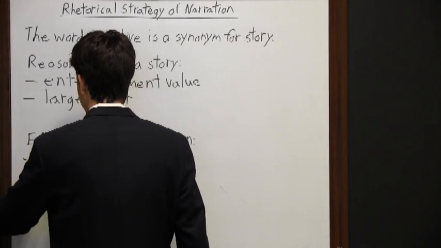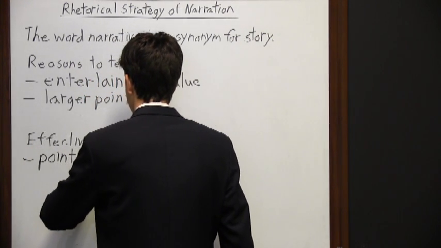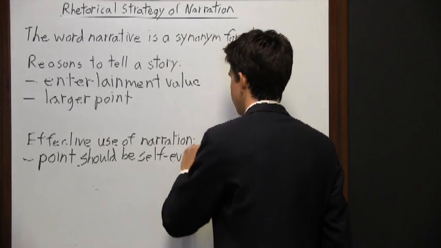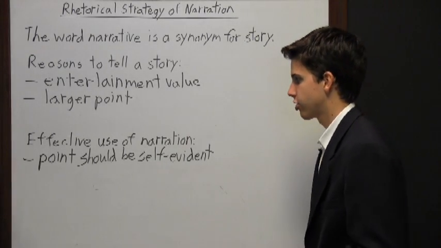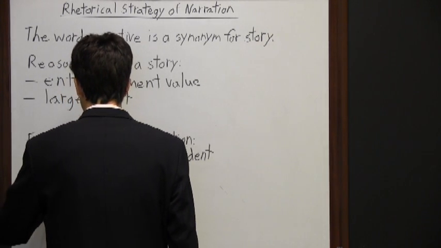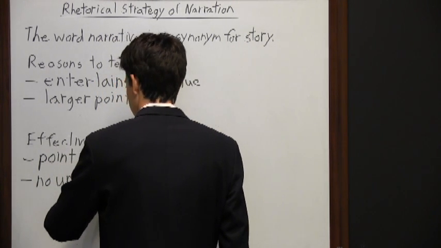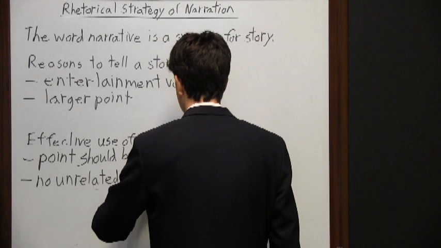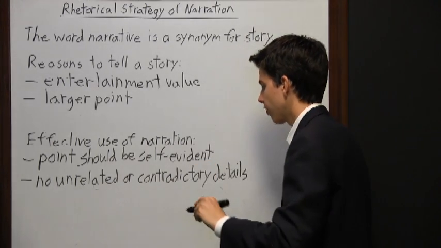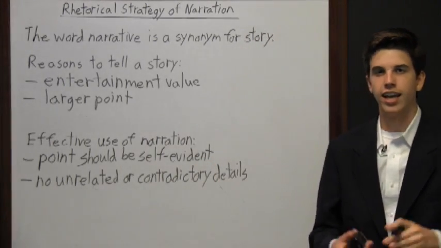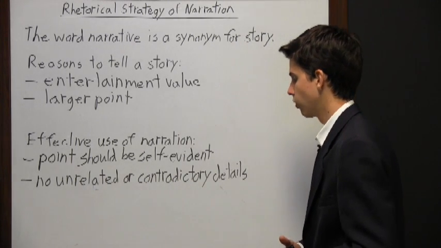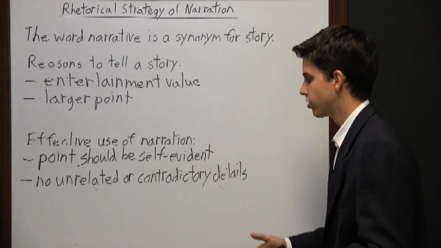One is the point of the story should be self-evident. It should be obvious to the reader why the author is telling that story. And then a second key is the author shouldn't include any unrelated or contradictory details. Anytime the author uses unrelated or contradictory details, it undermines his or her own agenda. And so those are a couple of things that you as a reader should be looking for to evaluate whether or not the writer used narration effectively.